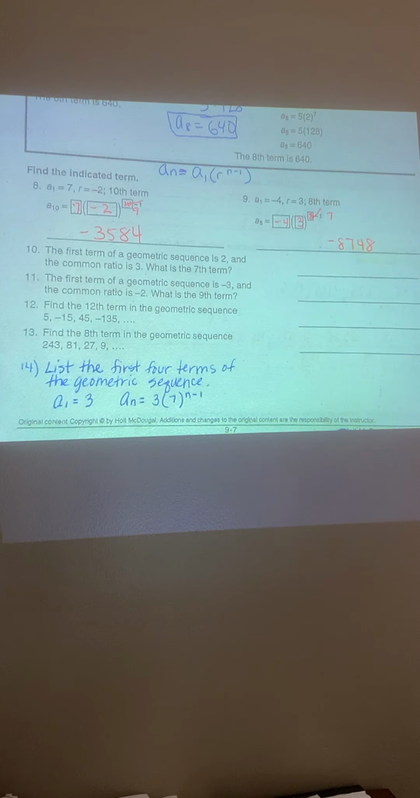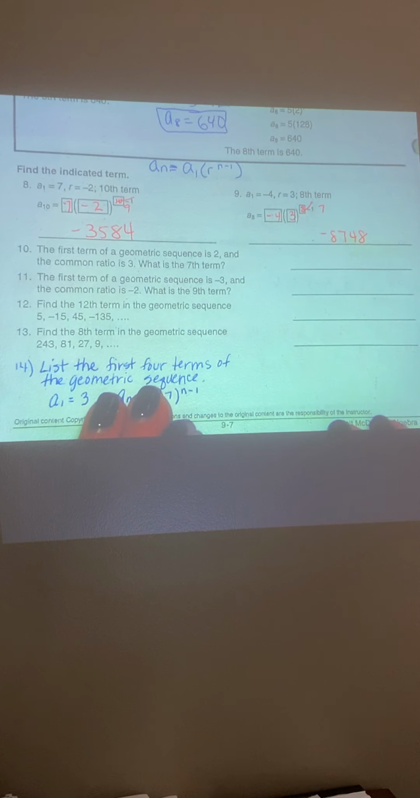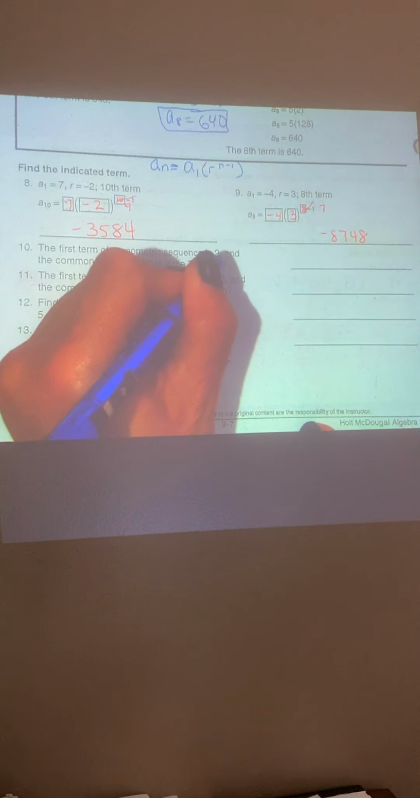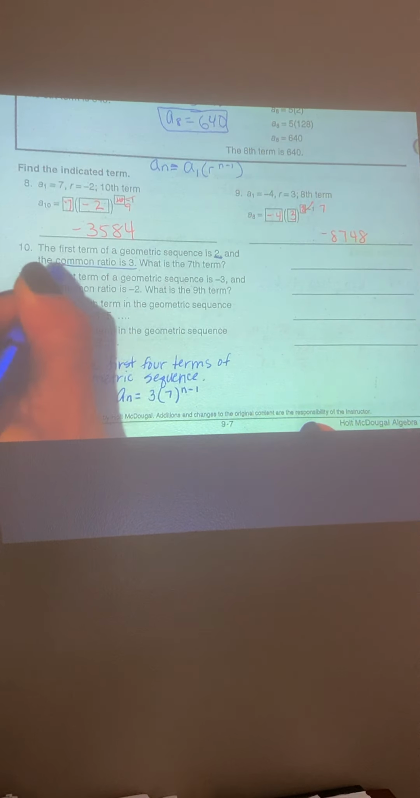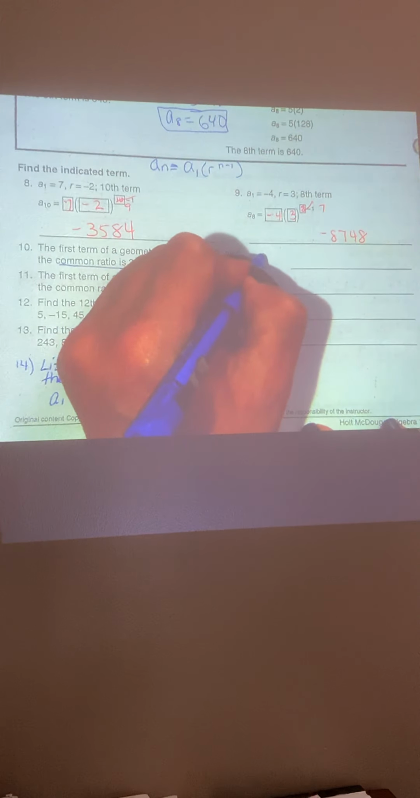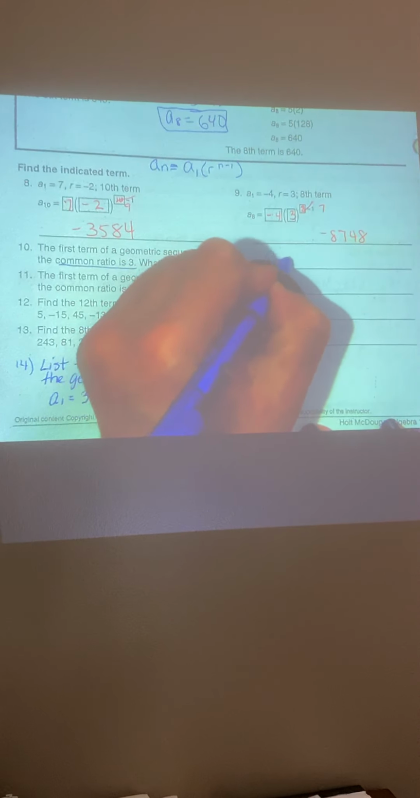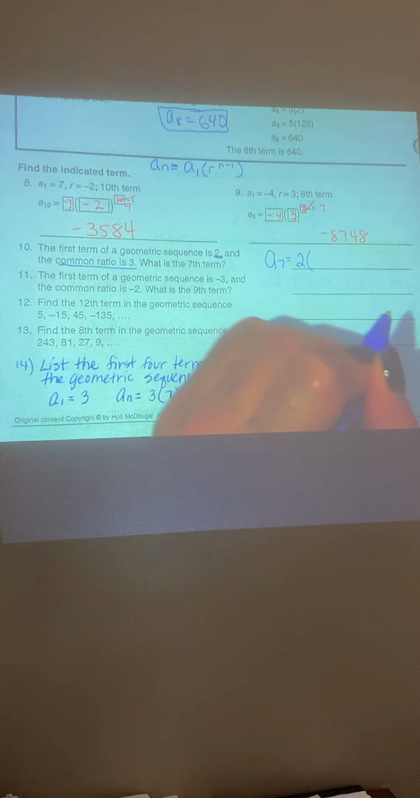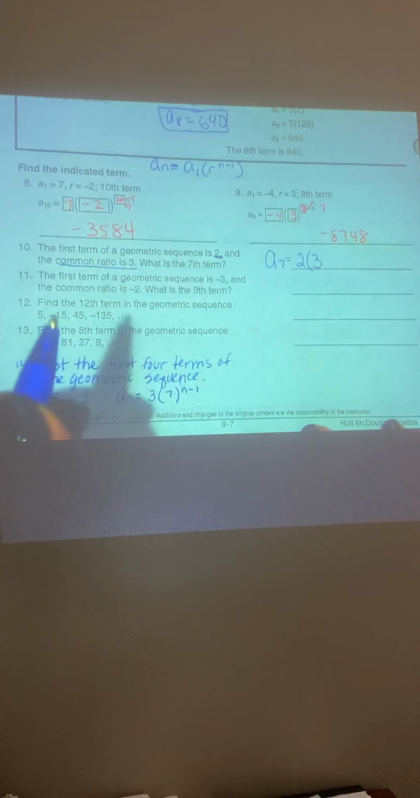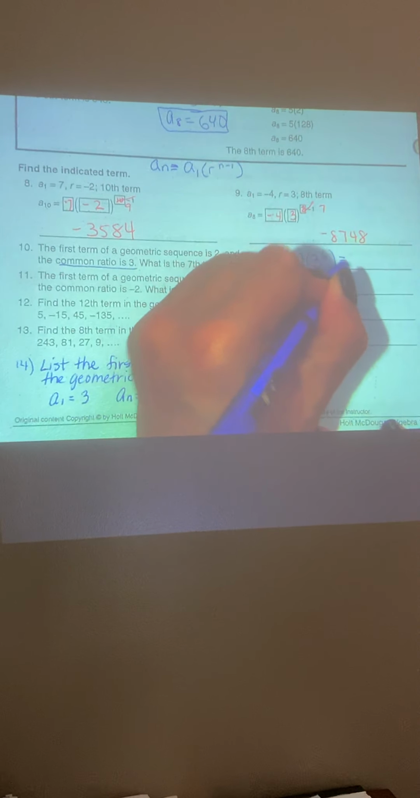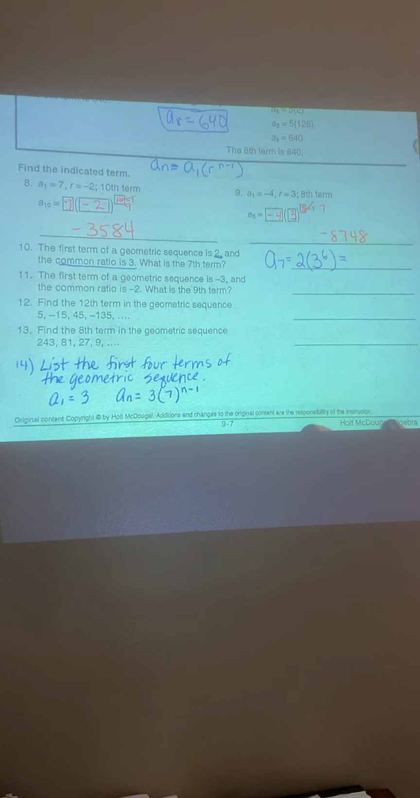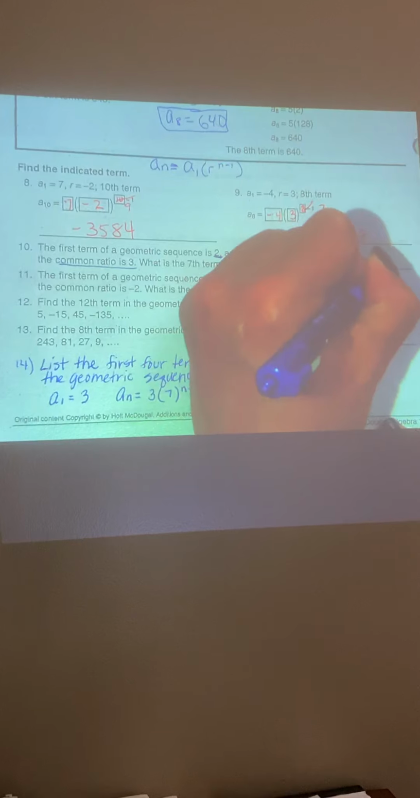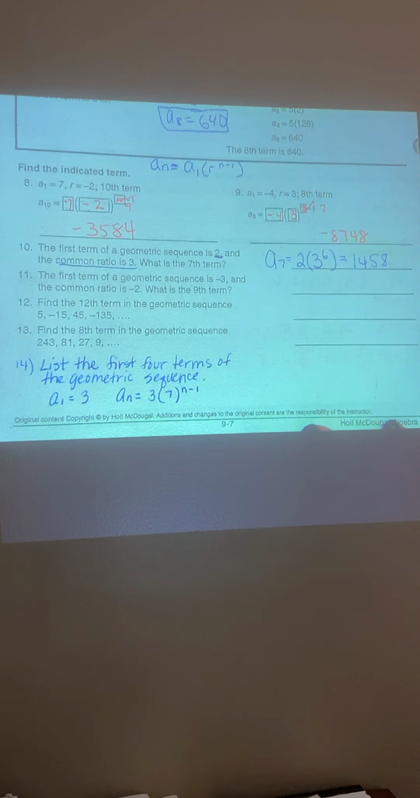Okay, last few problems. First term is 2. Common ratio is 3. What's the 7th term? So how do we write it out? A_7 equals, first term, 2, times 3 to the 7 minus 1, which is 6. You should get 1458. Make sure you get that.